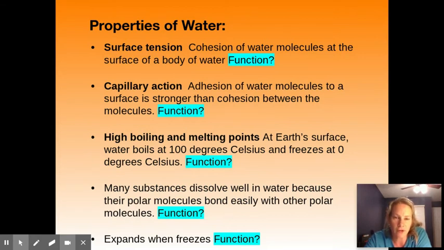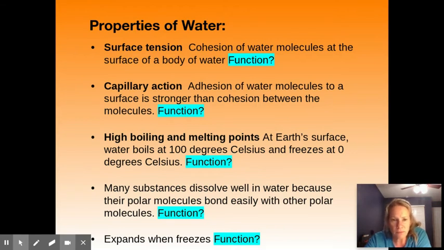So that wouldn't work out very good. Also, if water heated up and cooled off really fast, then that wouldn't be very good for organisms as well. So having a high boiling point and melting point, 100 degrees Celsius for water boiling, and then 0 for freezing, makes it really convenient for organisms here on Earth.